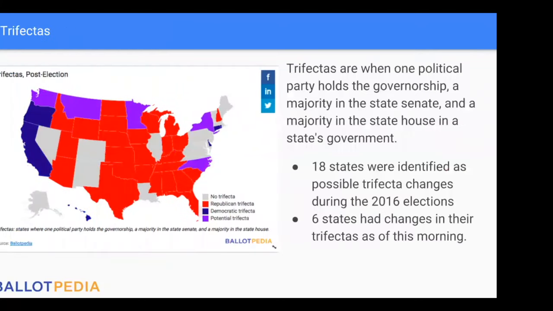Here we have a map of our post-2016 election state government trifectas. 18 states were identified as possible trifecta changes during this election cycle. 6 states had changes in their trifectas as of this morning. These states include Iowa, Kentucky, Nevada, Vermont, Missouri, and New Hampshire. As of this morning, the 2016 trifecta count stands at 6 Democratic trifectas and 26 Republican trifectas for a total of 31. There are still 5 undecided states that could potentially be trifectas, and those are in purple on your map. We have Minnesota, Montana, New York, North Carolina, and Washington State.